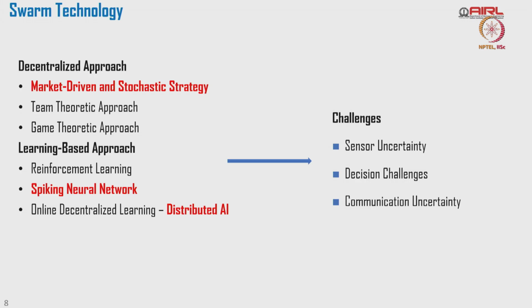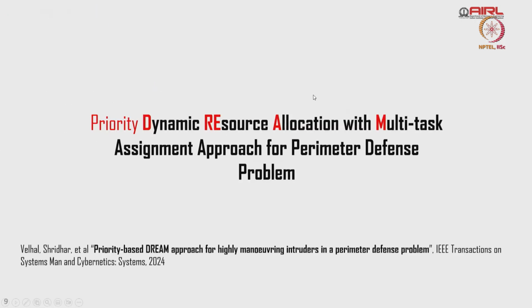So, you can use a team theoretic approach, or you can use a game theoretic approach for consensus, or you can use learning based solutions, reinforcement learning, spiking neural network, or online decentralized learning, or distributed AI solutions. Any of these could be applied, right. But the challenges for all of these are the sensor uncertainty, the decision challenges we talked about earlier, and the communication uncertainties, which are going to affect the performance of these approaches, right.